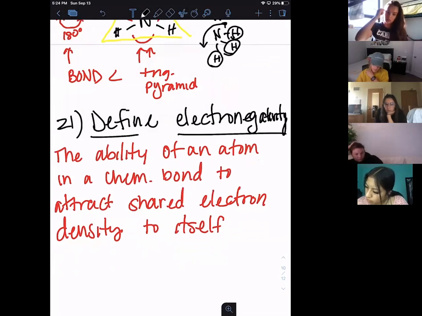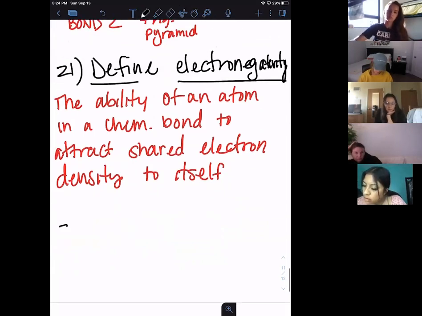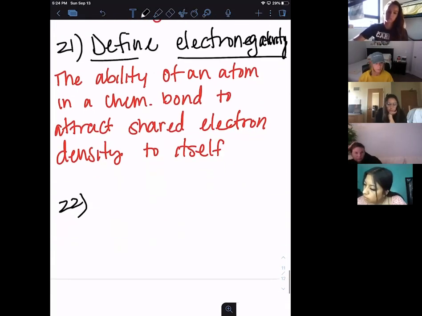Okay, there you go. That is the definition of electronegativity. You won't have to write it out, but you'll need to pick it out of a list of multiple choice. Okay? All right. 22. Now we're going to do a dimensional analysis problem. Again, it will be multiple choice, but you will have to do the work.